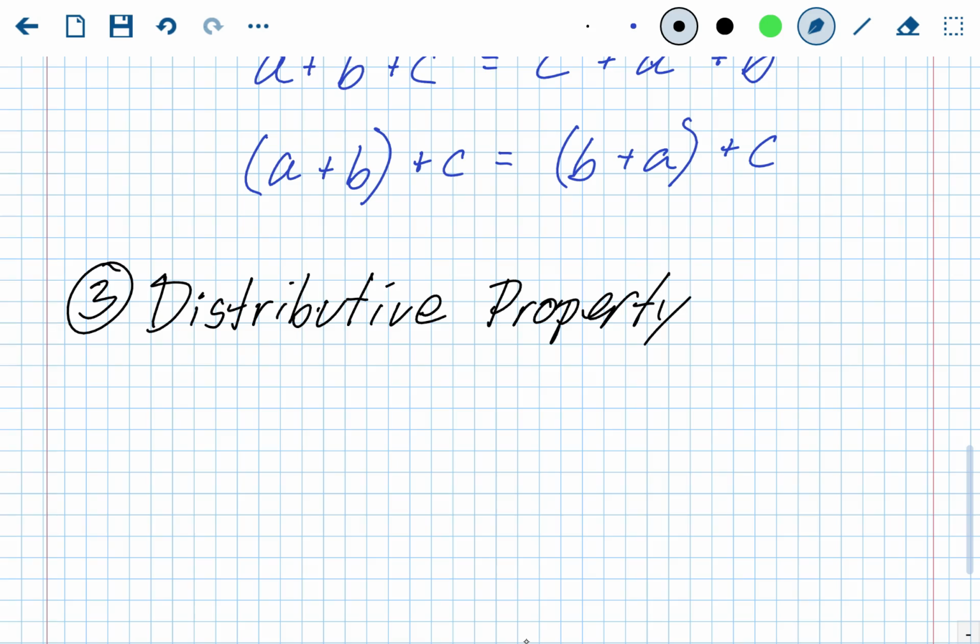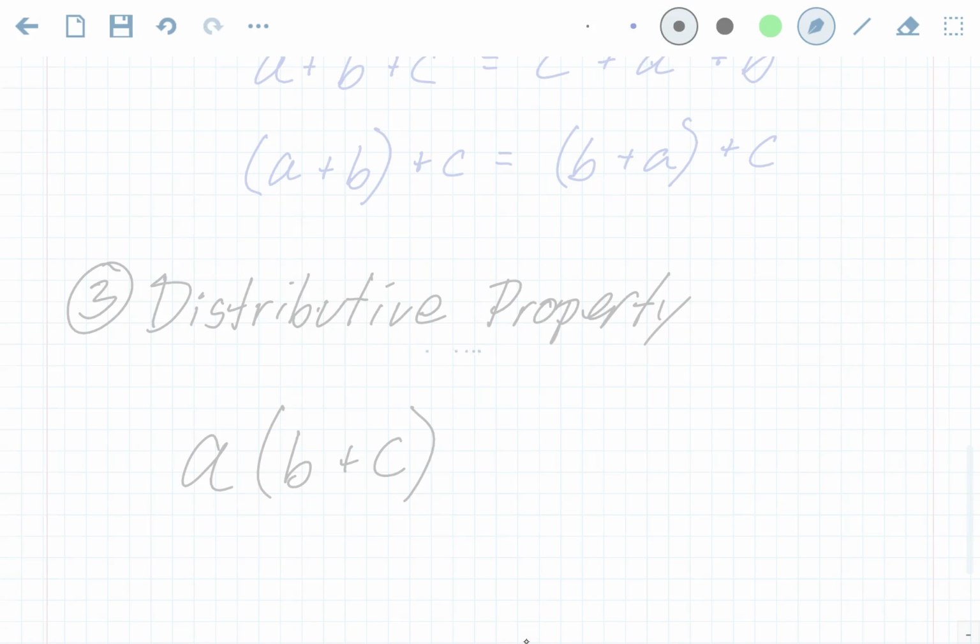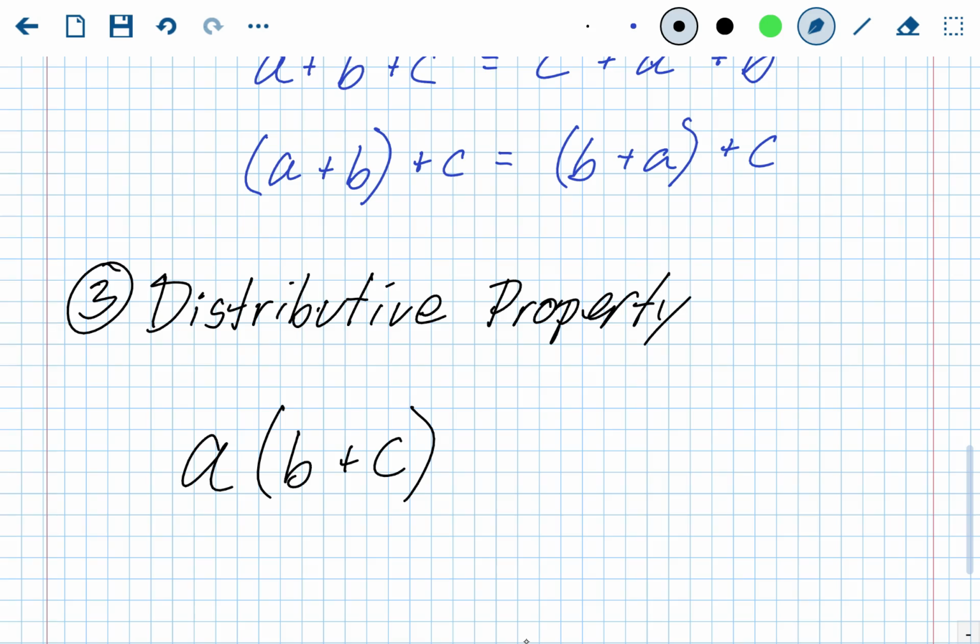Now, order of operations states that, say we have A times the quantity B plus C. Okay. Order of operations says we have to get rid of the grouping symbol. So usually what we would do is just add B and C. The problem is B and C could be numbers, but they could also be variables. So you can't necessarily add two variables together. So if you need to get rid of the parentheses, you need to get rid of the grouping, but you can't actually combine what's inside, you could use the distributive property.